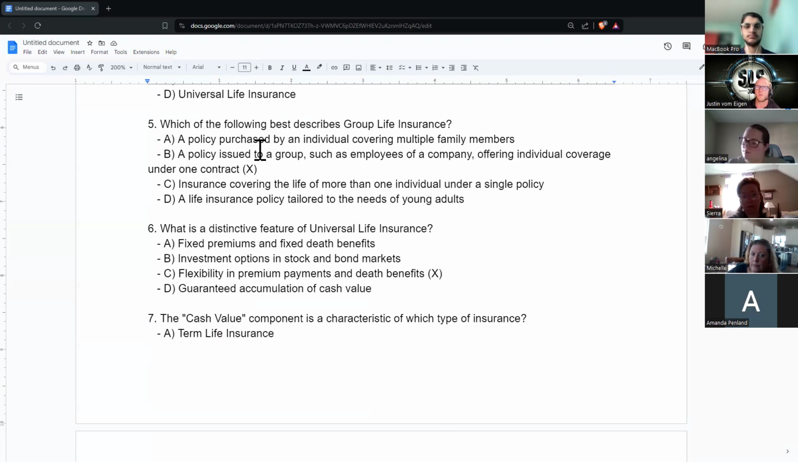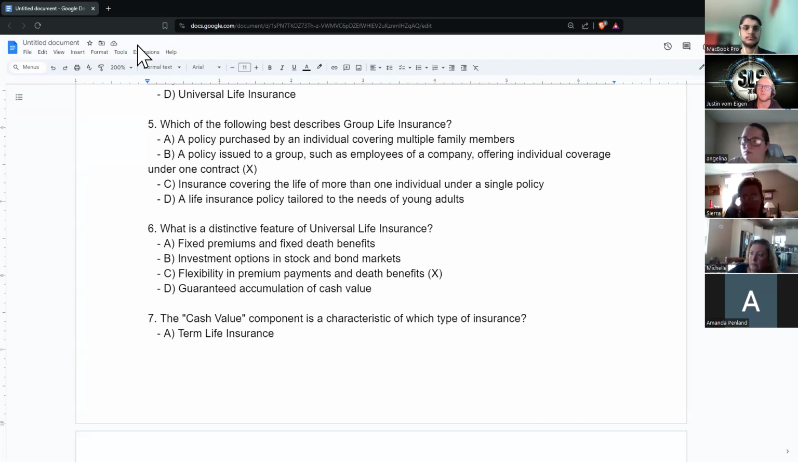Which of the following best describes group life insurance? Group life insurance is issued to a group offering individual coverage under one contract. So, group life insurance, there's a master contract. The employer has one contract and they issue certificates to people who are employees. Typically, everyone who joins should be offered coverage, and it gets coverage. But the employee does not own it.